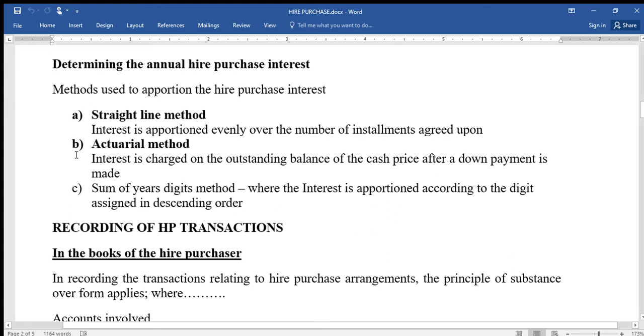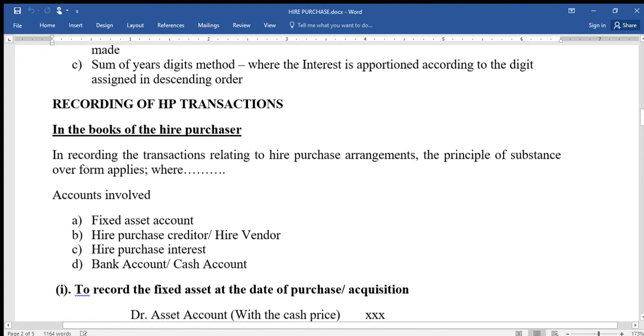Then the accrual method, where interest is charged on the outstanding balance. Accrual is the same as the reducing balance method. Interest is charged on the outstanding balance of the cash price after a down payment is made. Then the sum of year digit method, where the interest is apportioned according to the digits assigned in descending order. So those are the three methods of determining the annual hire purchase interest.